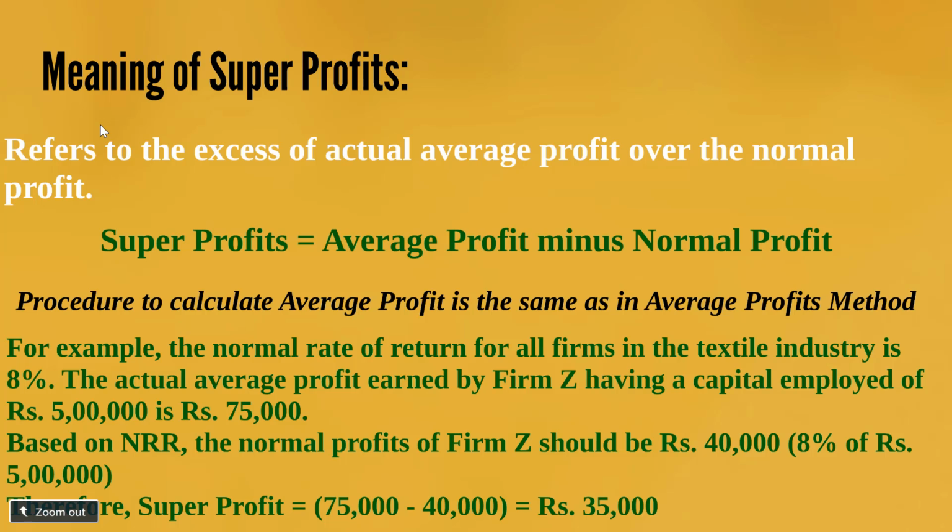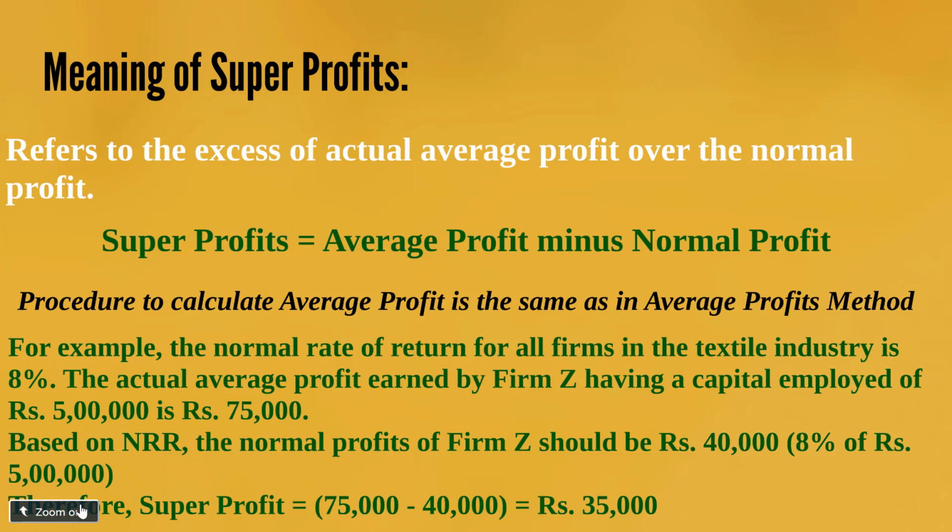So the excess of the actual average profit over the normal profit, which is otherwise called the super profit, is equal to rupees 35,000, which is the actual average profit of rupees 75,000 minus the normal profit based on the capital employed by Z, which is rupees 40,000. So this is the meaning of super profits.